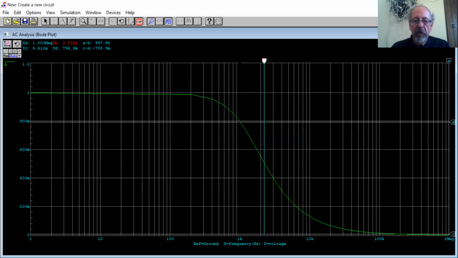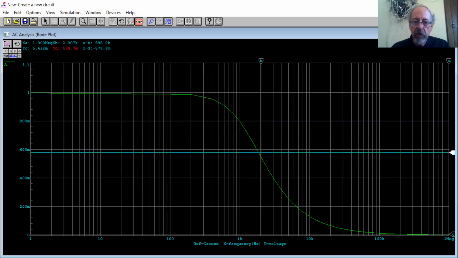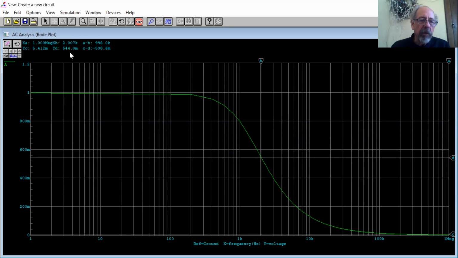And again, I can fill in. Here's 2 kilohertz. If I drag down this cursor, I can put it at the center, and I get about 0.544 of the input making it to the output. Okay, so that's about it for this particular video.